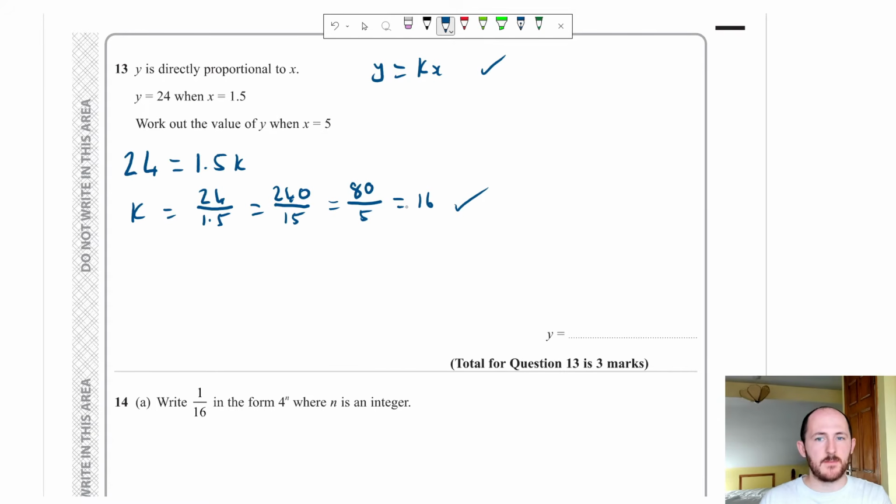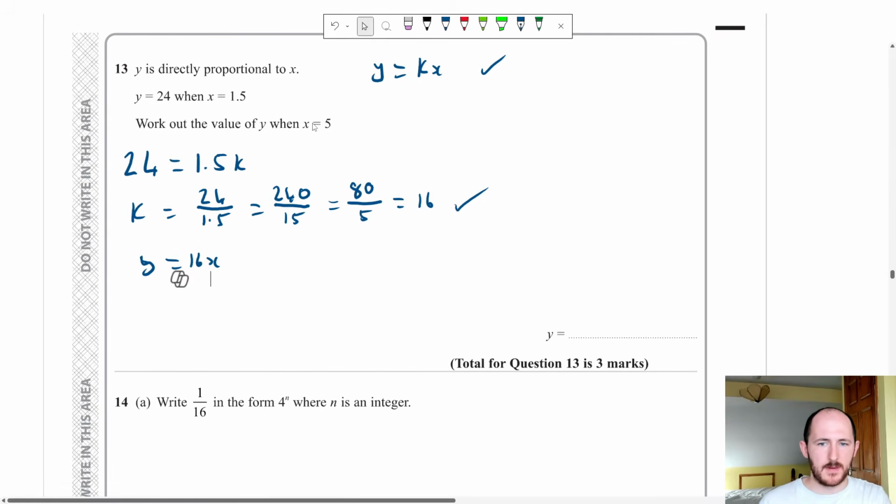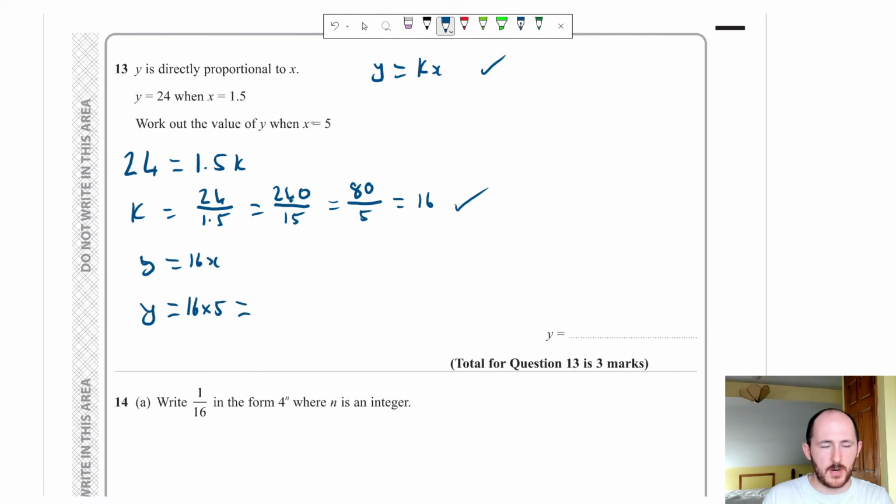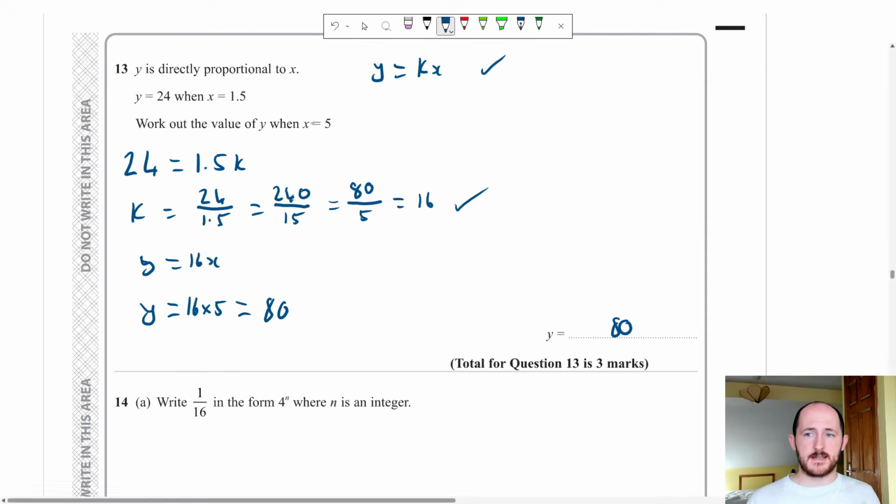Cool. That gives you the second mark. So now we have y is equal to 16x, and then all we need to do is sub in x is 5. So again, showing your work really is worthwhile, because you can get 80 without that, but what if you get it wrong and you get 0? Instead, if you follow the steps, you get 3 marks for honestly quite a generous question.